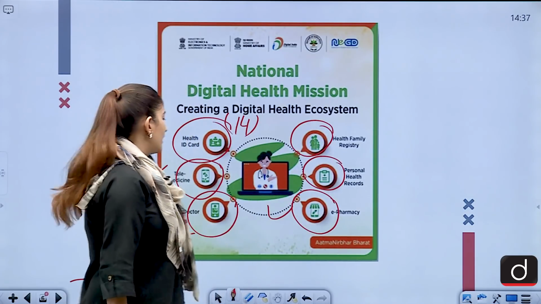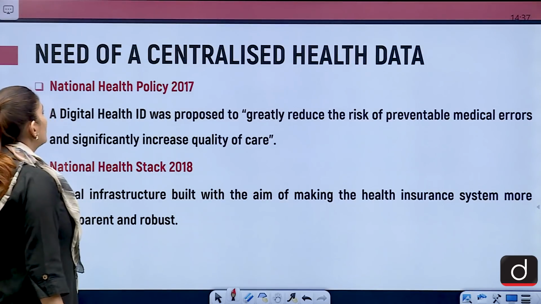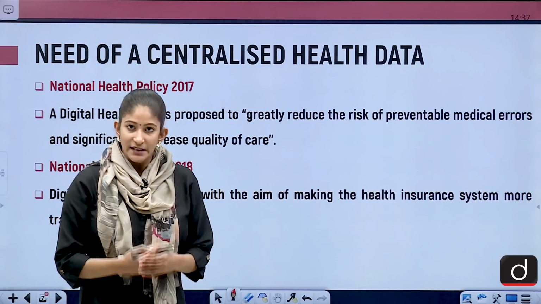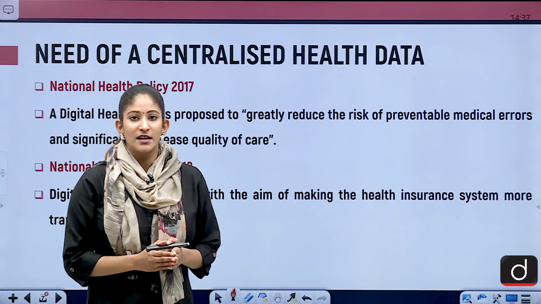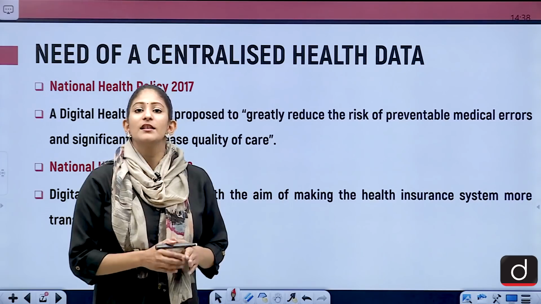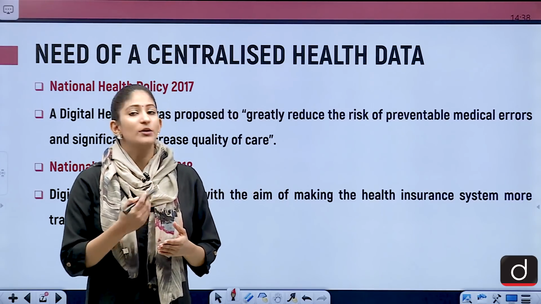Everything is given here. Moving on, let's talk about why we even need centralized data on national health. First, let's go back to the timeline, how it all started.